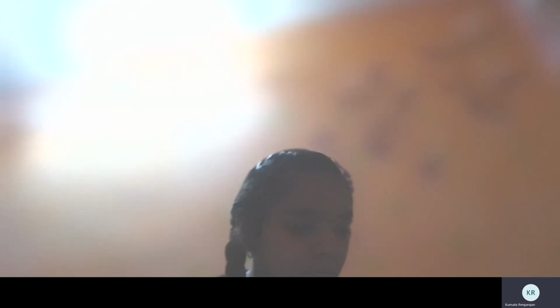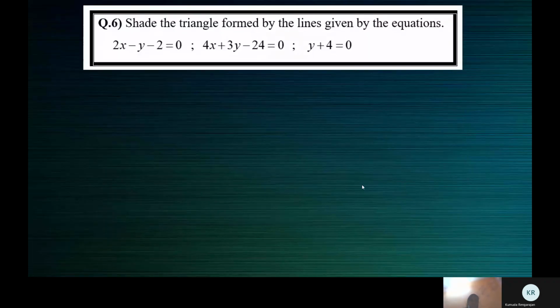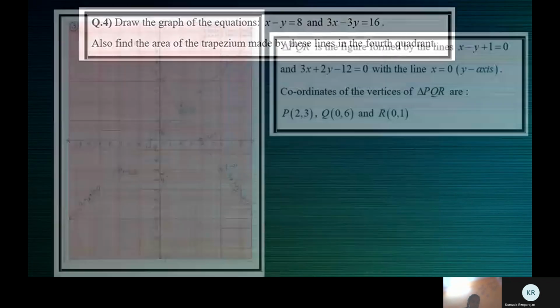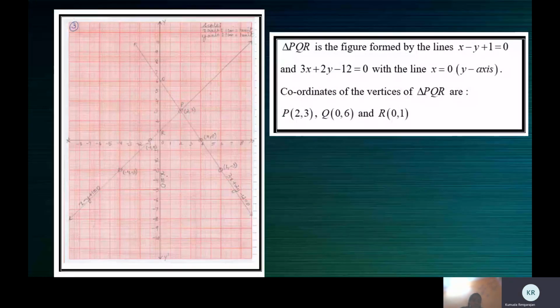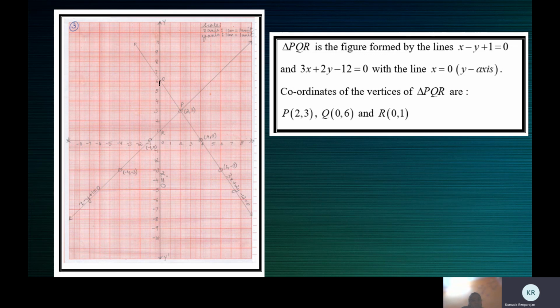Perfect, Nandini. Your graph is right, but you have not shaded correctly. Let me show you. Just wait. See here, Nandini, this is the triangle made by the 2 lines and the y-axis. This is the y-axis, right? Yes, ma'am. And this is the triangle.